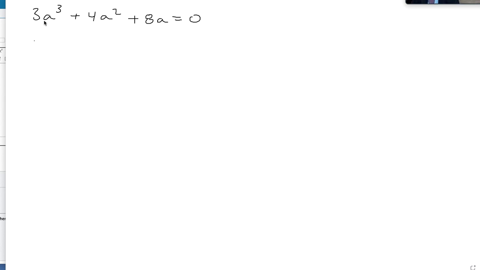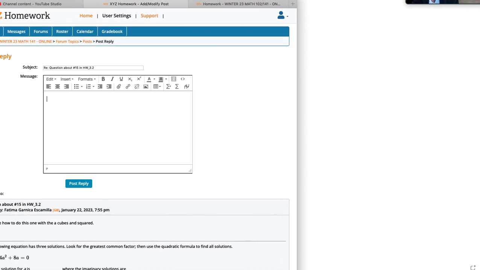Okay, so for this one with the cube, there's actually a common factor of a, so we'll just factor that out front. And that's going to leave us 3a squared plus 4a plus 8 equals 0. And then in the answer, it has the real solution. Actually, let me just bring that over here.